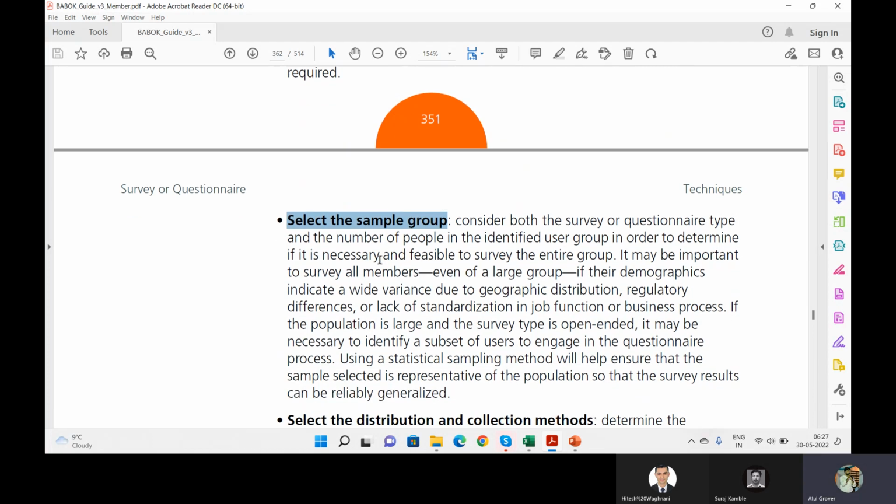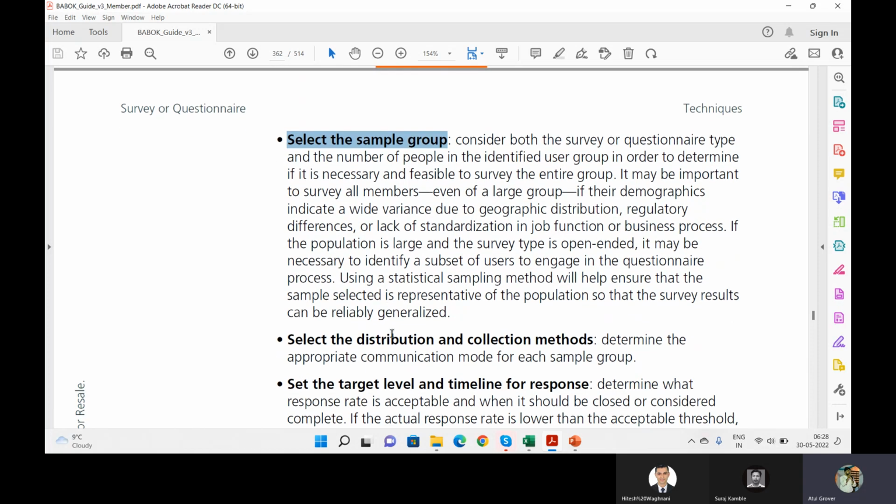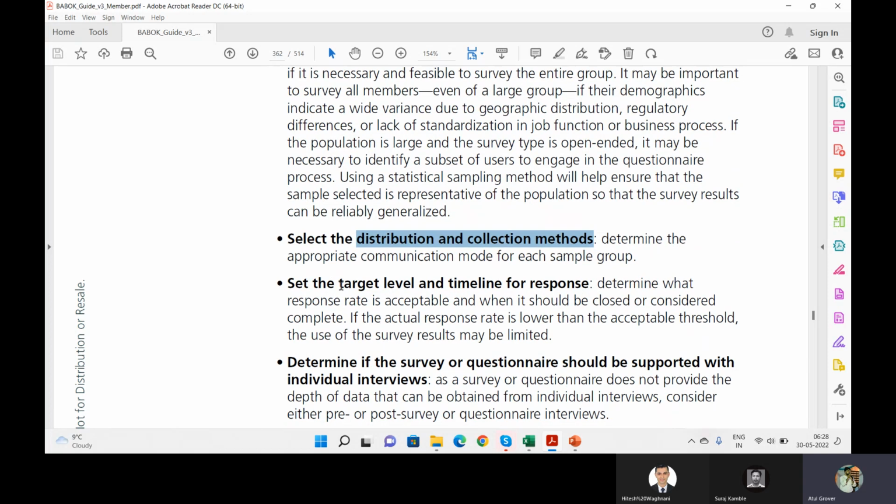Okay, it depends on multiple parameters. Demographics, team, regulations, standards, means a lot of things depend on the sampling part. Designations, role, responsibilities, feedbacks, kind of things. So it depends on you how you want to go for this part. And finally, select the distribution, the collection methods. It will be email, it will be voting, it will be some survey tool or something like that. Set the target level.